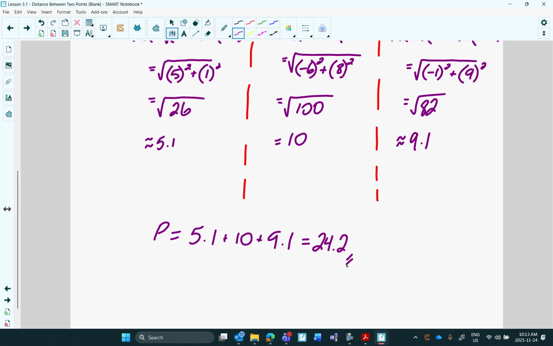Okay, so that's distance. And where do we use this? Like I said, mapping, huge.